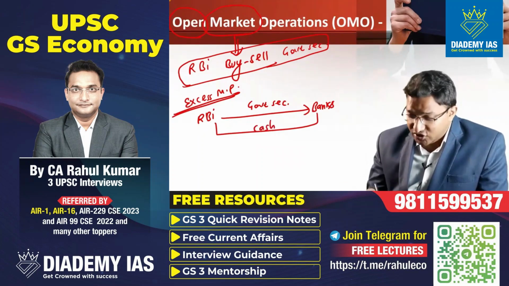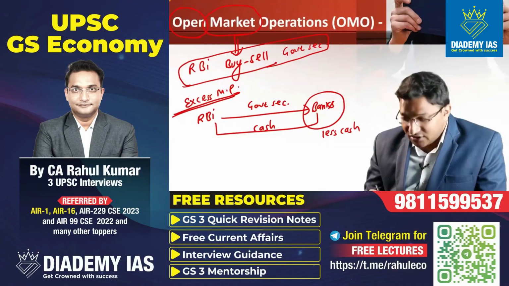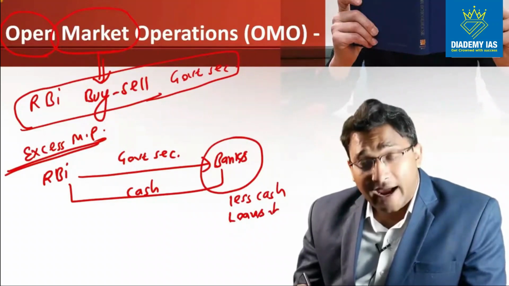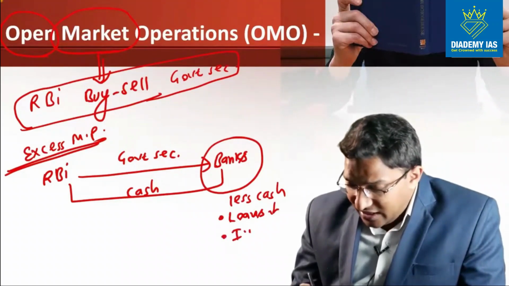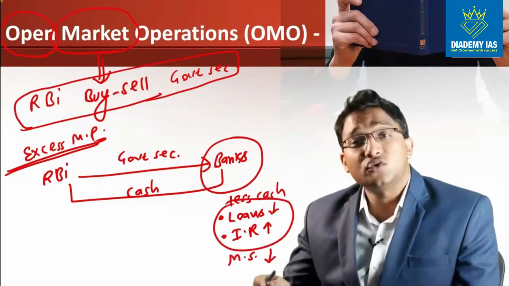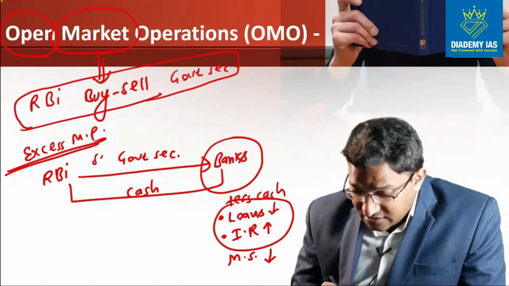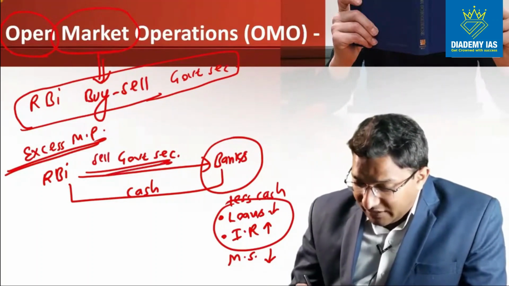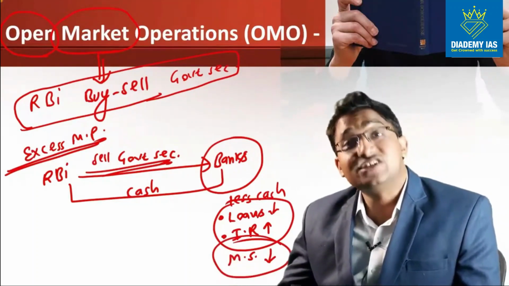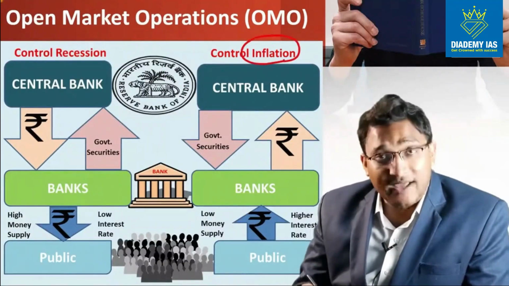As a result of this transaction, the banks have less cash, and since they have less cash, their loans also reduce, right? Either they will reduce the loan or they will increase the interest rate. In both cases, the money supply will come down. So can you see a direct link? If RBI sells the government security, the money supply will come down, and vice versa. This is a very simplistic operation.